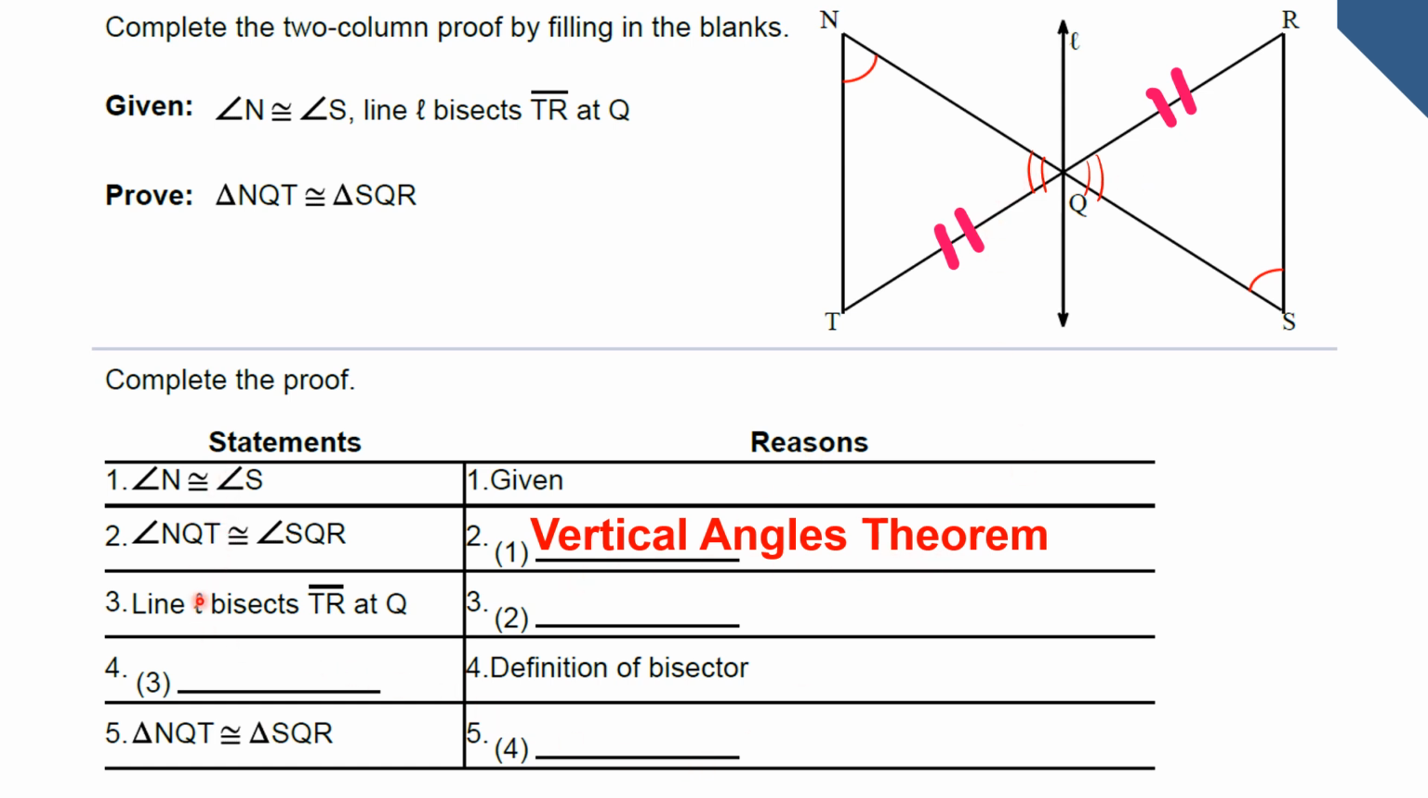And then the third line says line L bisects line segment TR at Q. That was given to us, right? So that was part of what was given. Let me erase my extra little tick marks there. There we go.